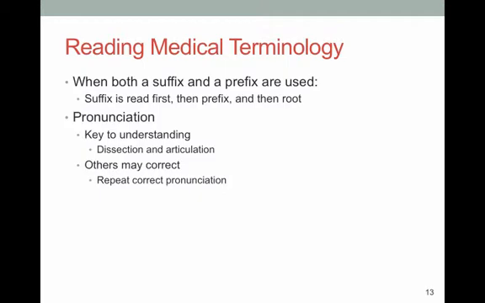Pronunciation, the key to understanding, dissection and articulation. Others may correct. Medical professionals will help you correct errors if you have them. Repeating the correct pronunciation will help you commit it to memory.